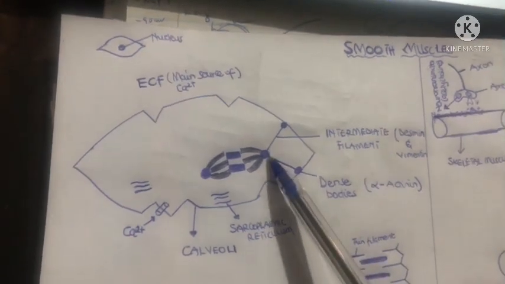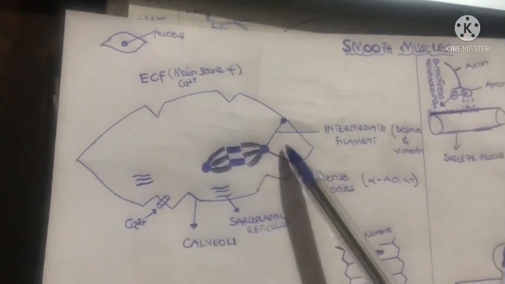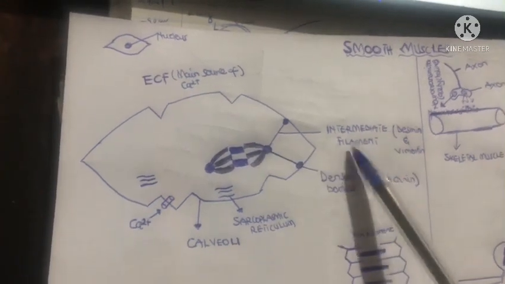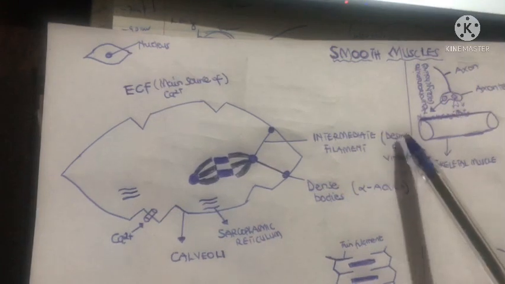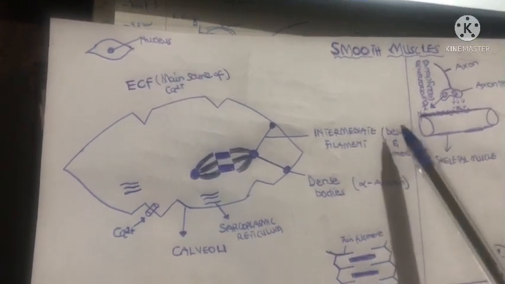And you can see that these dense bodies are connected to each other by a structure we call the intermediate filament, which is also made up of two proteins we call desmin and vimentin.